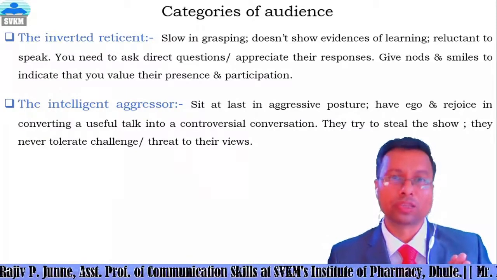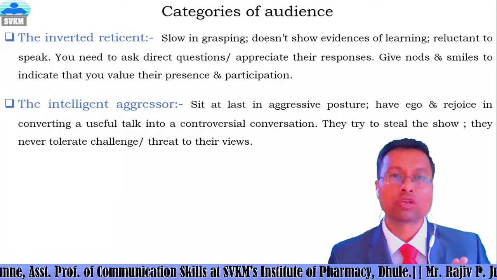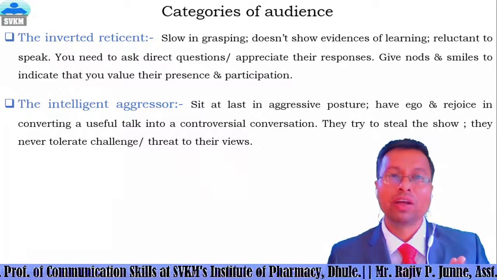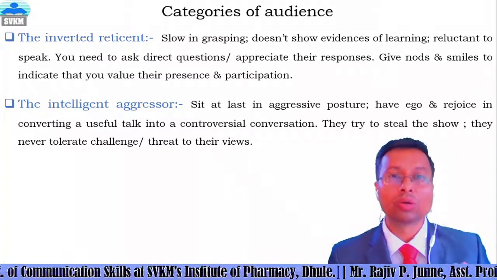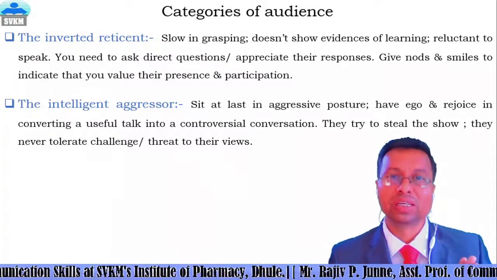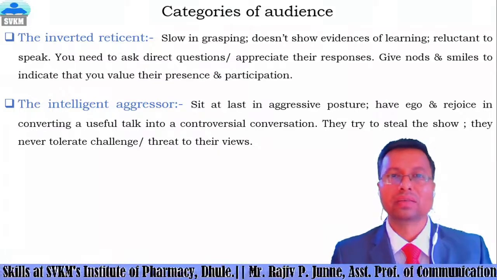Because they are not talkative. They never show how much they comprehend your topic. If you ask them any kind of question, in reply also, sometimes they may not be talkative. So they are very reticent. The second category is the intelligent aggressor.